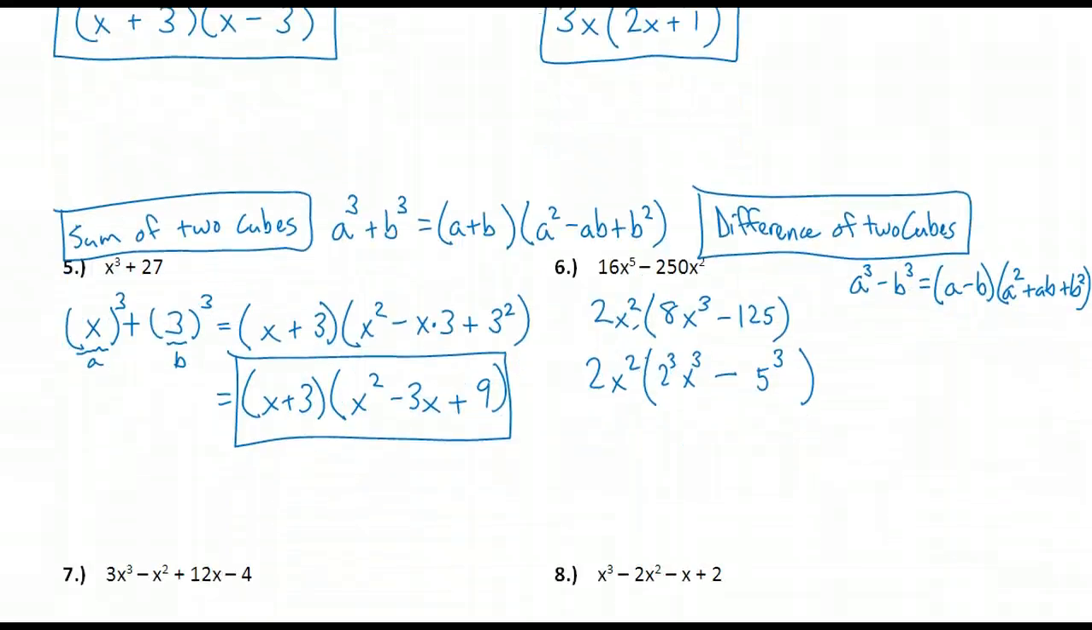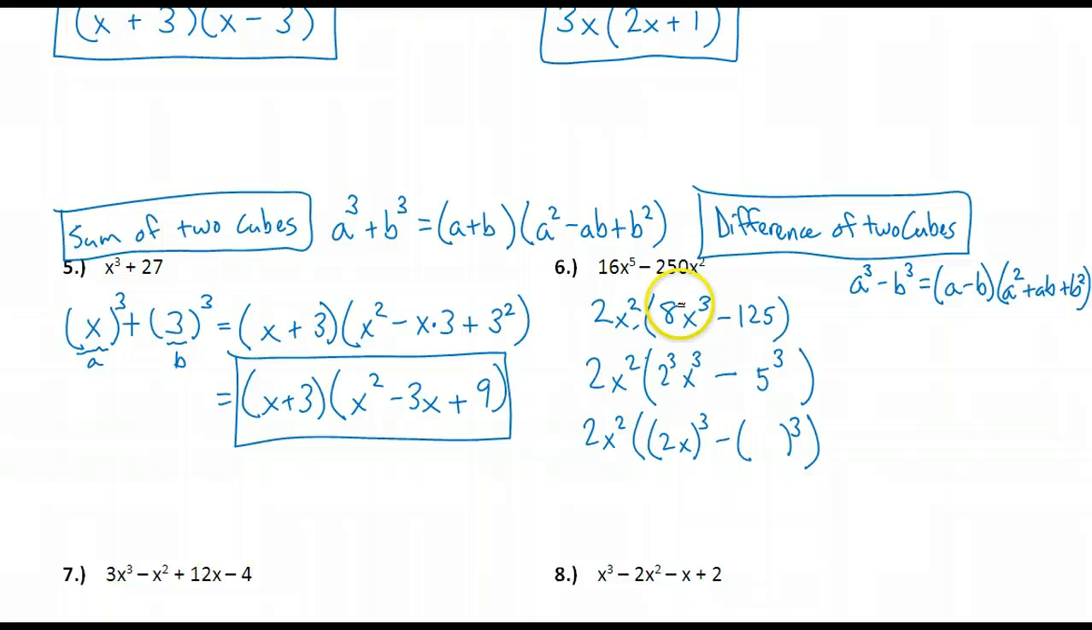So now I'm to the point where I can rewrite this part as something cubed. I have 2x squared out in front, and 2 cubed x cubed. I have the same power, so I can factor out that same power and rewrite this as quantity 2x cubed.